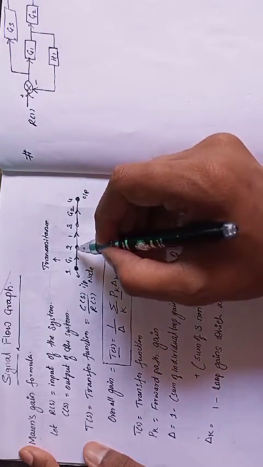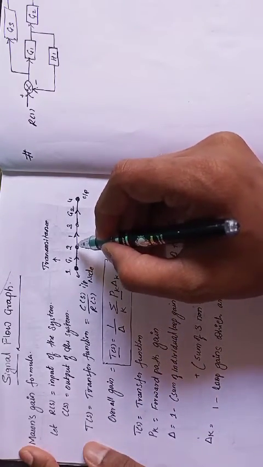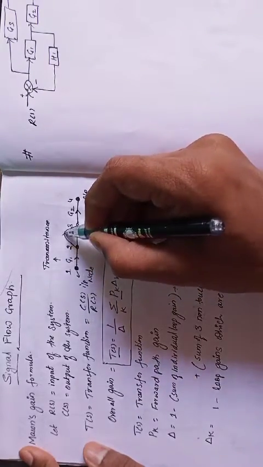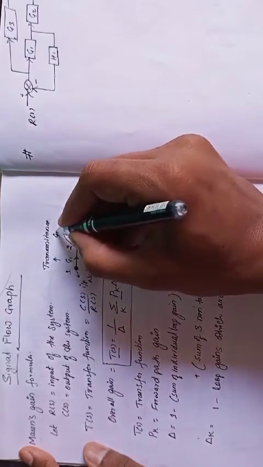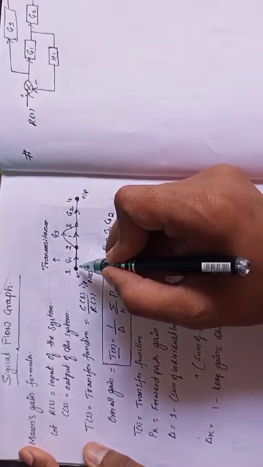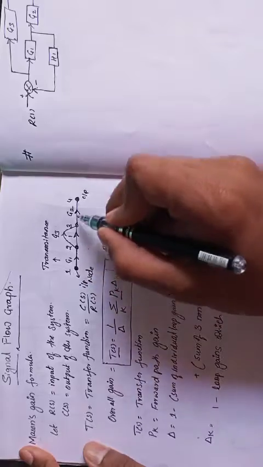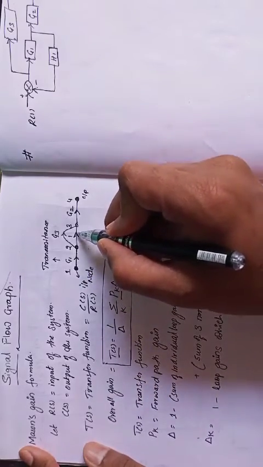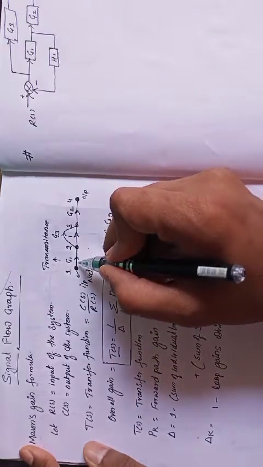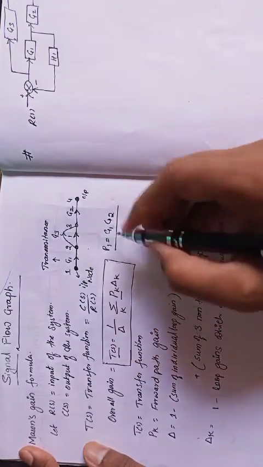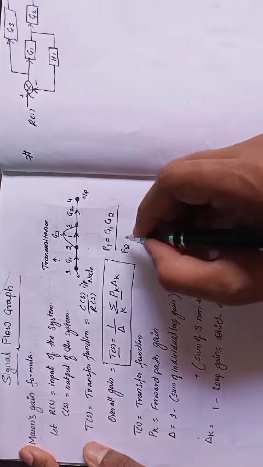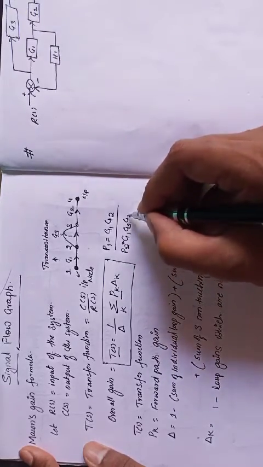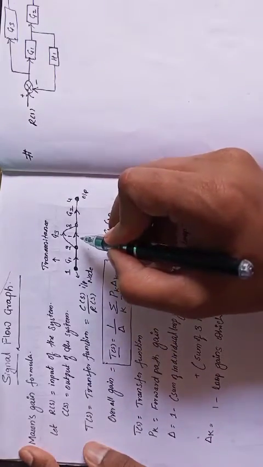If I have one more path like this with gain G3, then there are two forward paths. One is the straight forward path, G1 into 1 into G2. The next one is G1 G3 G2. It means two forward paths.